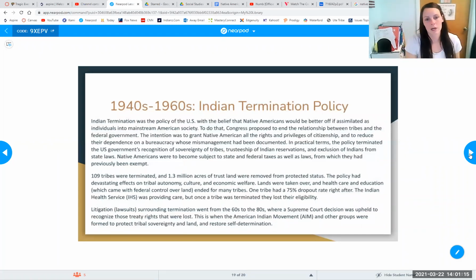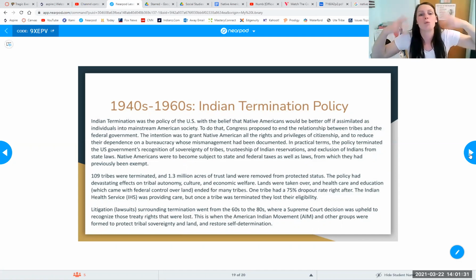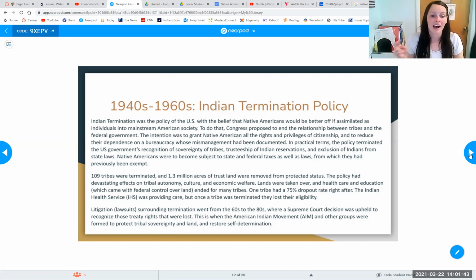And then from the 40s to the 60s, we have this termination policy, where they are terminating or ending the status of tribes as protected statuses, because they thought it was going to be better if tribes assimilated. So let's get rid of tribal identities and have you all assimilate to white culture, US culture. It was a good sentiment, but a very bad execution, because they did not ask anybody if that's what they wanted. They just completely terminated all the permissions and all the rights that they had.